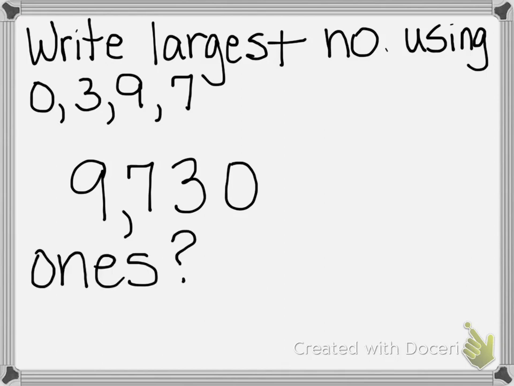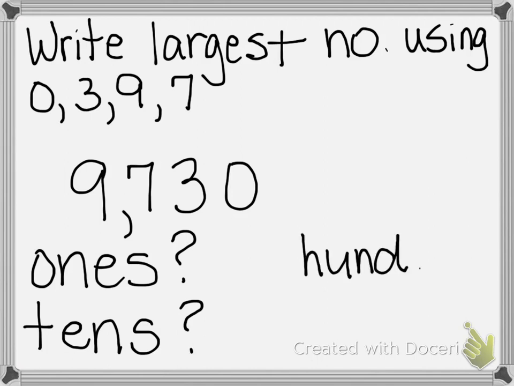Now, when I look at that number, which digit is in the ones place? Did you say 0? If you did, that would be correct. Which digit is in the tens place? Hopefully you are thinking 3 because that is also correct. The hundreds place would be the 7. And the thousands place would be our 9.